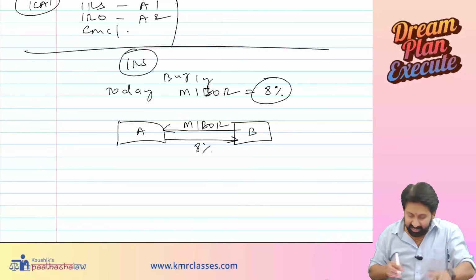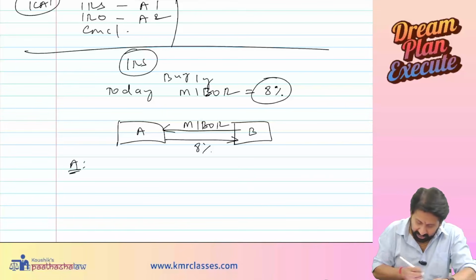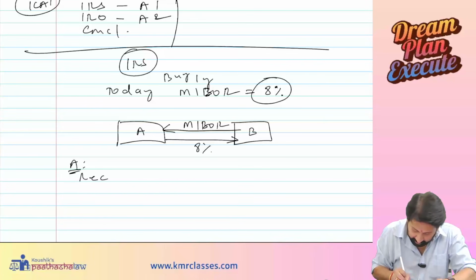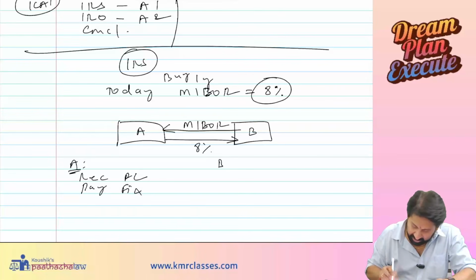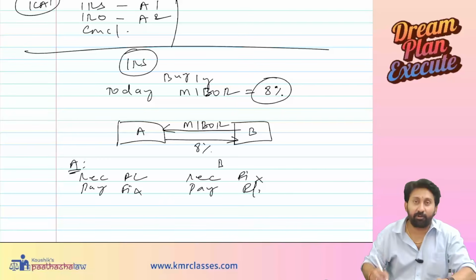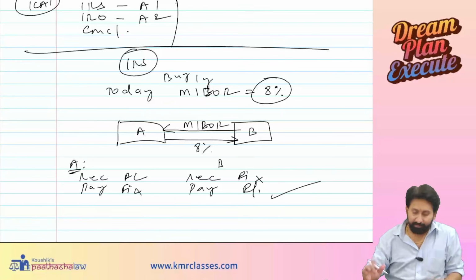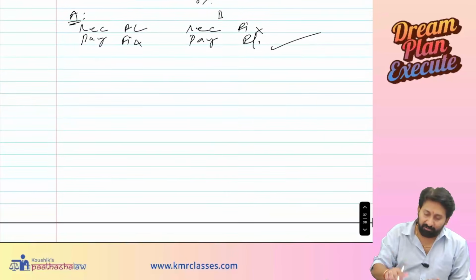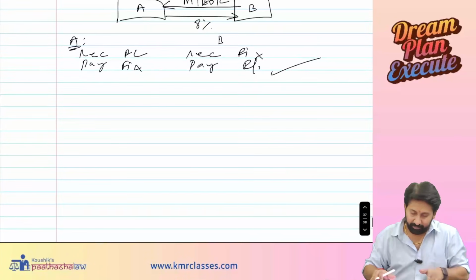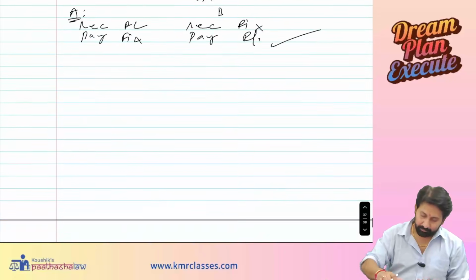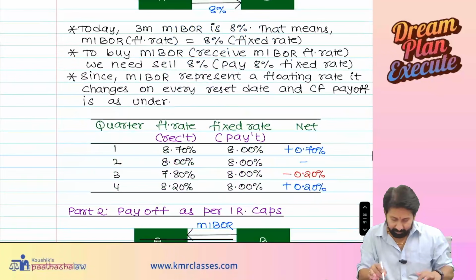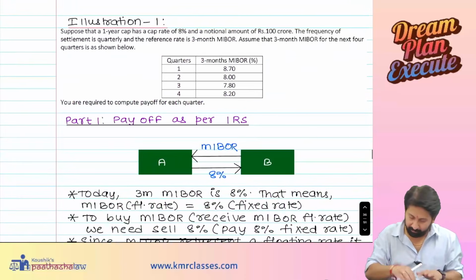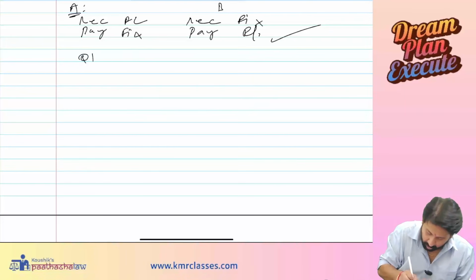So A is receiving floating and paying fixed. B is receiving fixed and paying floating. This is the transaction. Understood? This is the first transaction. So what will happen now? See the situation. I have written it here. Okay, do you have clarity now? Okay, see here. Quarter 1, 2, 3, 4.